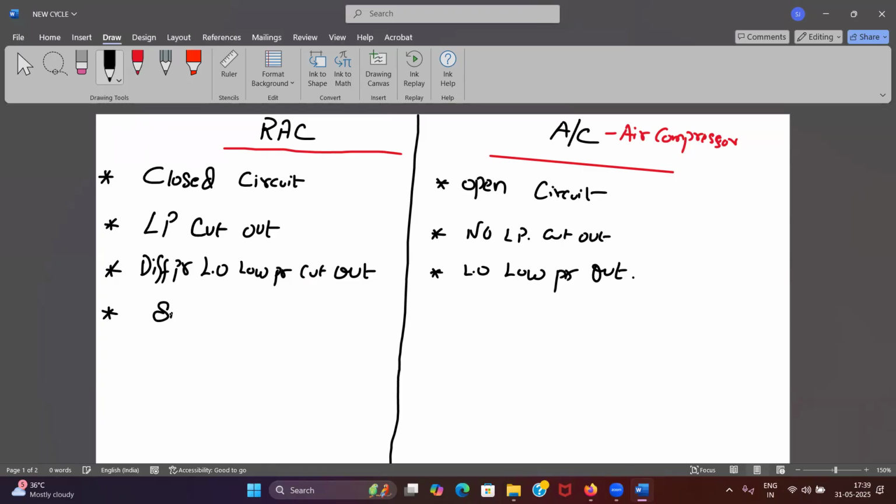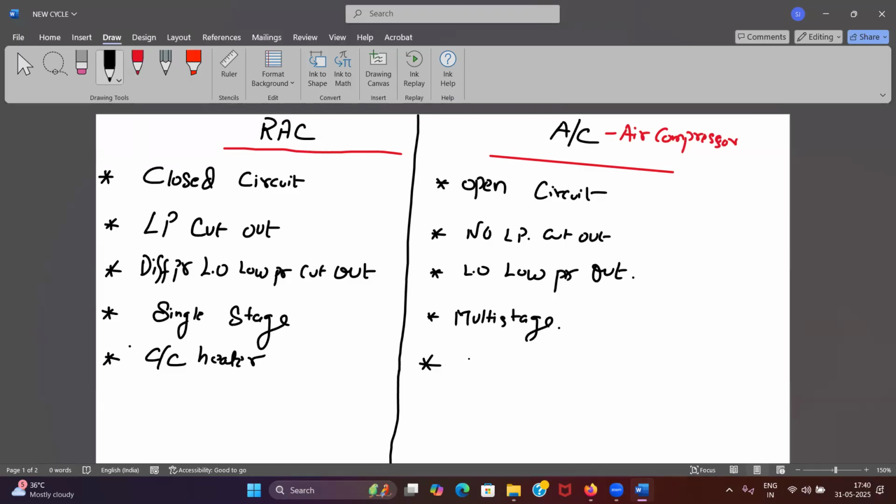Then RAC has single stage compressors. This is multi-stage, isn't it? Yes, sir. Then we need an LP compressor and intercooler and aftercooler in the air compressor. In the RAC, you have a crankcase heater. You know why it is provided, right?